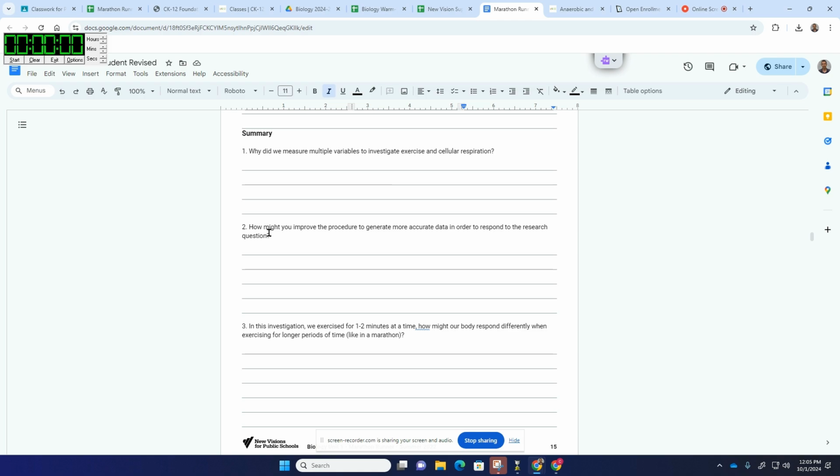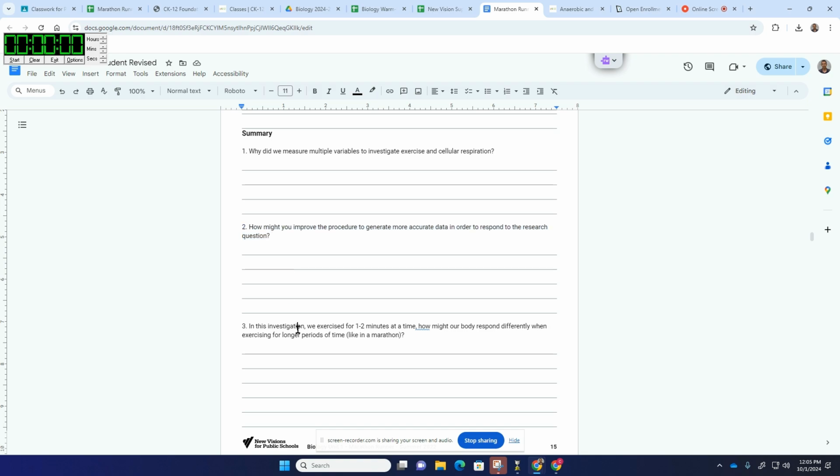Number 2, how might you improve the procedure to generate more accurate data? This is using digital tools. We did not use digital tools. We just used our hands to measure pulse rate and our eyes to measure breathing rate. Digital tools would be better and more accurate for that process.